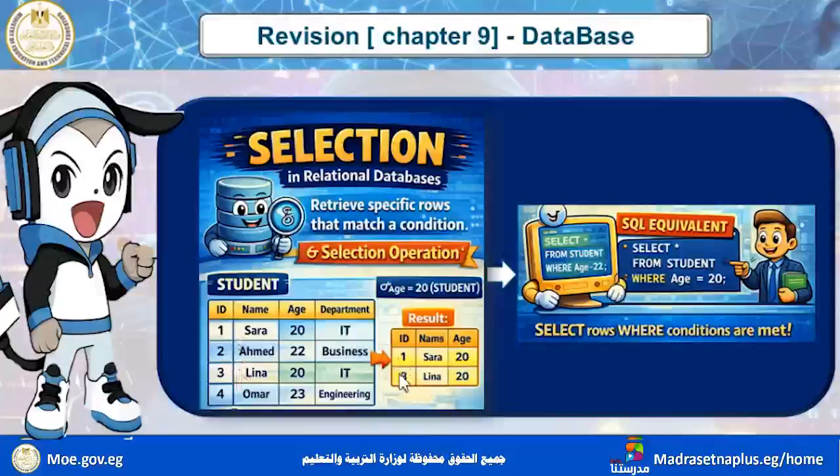So the result here, when we put a condition that the age of a student is equal to 20, we get two rows only, not all the four rows, because we select data that match a condition. What condition? Age of 20. So here Sarah and Lena are 20. Both of them are 20. So in this operation, we select rows where conditions are met.